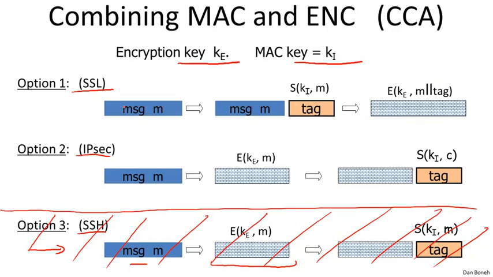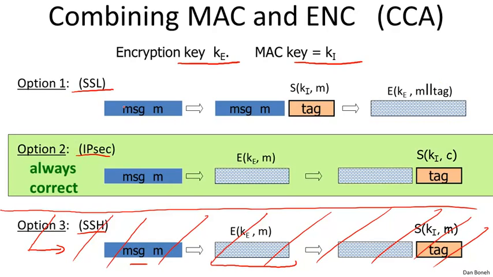As it turns out, the recommended method actually is the IPsec method, because no matter what CPA secure system and MAC key you use, the combination is always going to provide authenticated encryption. Now let me very briefly explain why.